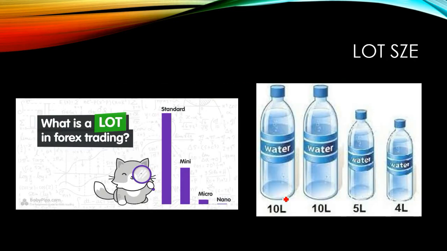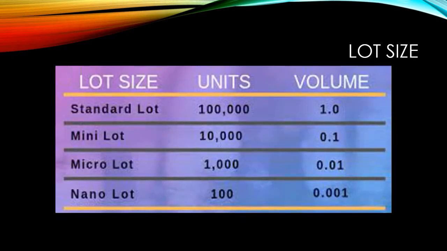Next, how much do I have to buy? This is the next point, right? If I'm going to buy water, I will say 5 liters, 4 liters, 1 liter. So the liter is the measurement amount here, right? That's like the lot size: nano, micro, mini, and standard. These are the measuring amounts. I will give you an example.